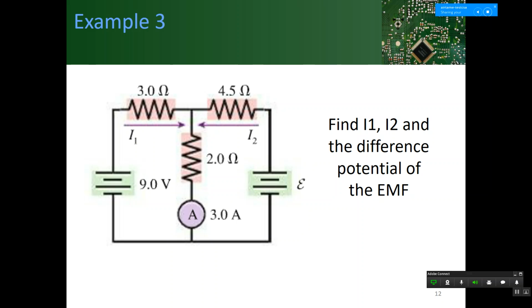So try using that. Let's try to set up the equations. Okay, we don't need to solve it. We just need to set up the equation. So first thing that you're going to need to do is establish some kind of loops. So pick a direction. I'm going to go in this direction and this direction.